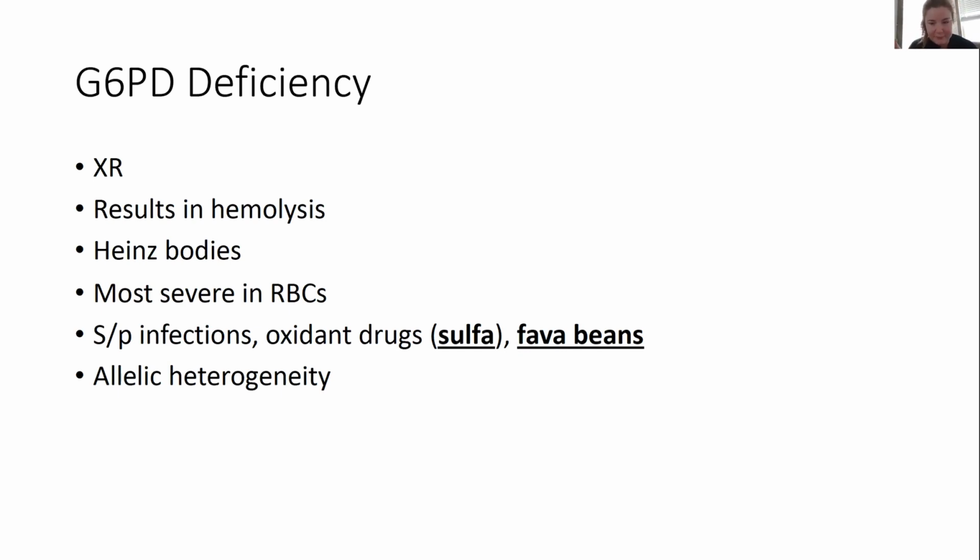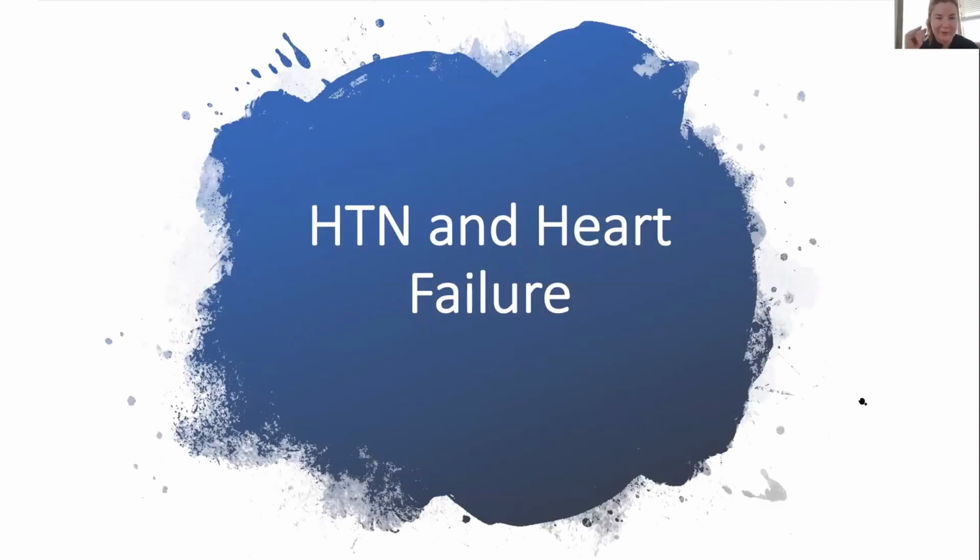HMP pathway. Those are interchangeable, HMP and PPP. And so you're not getting the NADPH and you're not having those reducing factors there. That's the big thing. You don't have the glutathione there. And so you get damage.